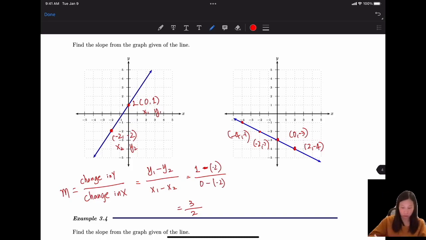Okay, so now I'll just pick maybe these two. Any ones that you pick will end up with the same slope. If they don't, that means you did some calculation wrong. Okay, so let's pick our x1 and x2. Either one of these can be x1 or x2. It doesn't have to be that this is x1, y1 and the other one is x2, y2. You can switch it. It doesn't matter.